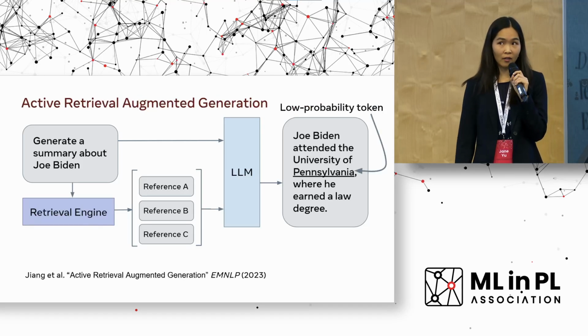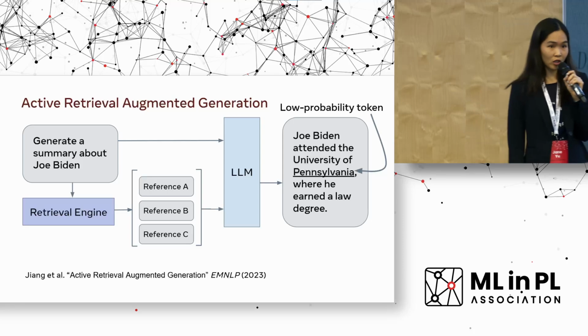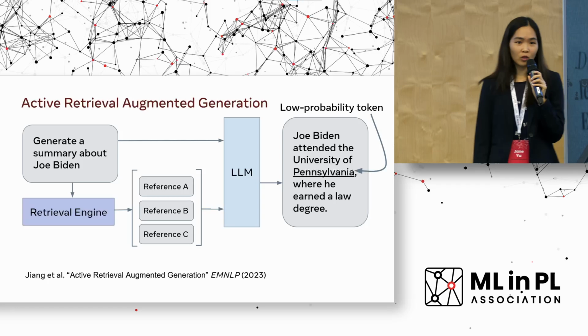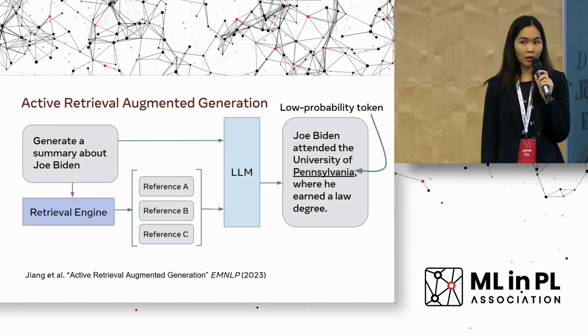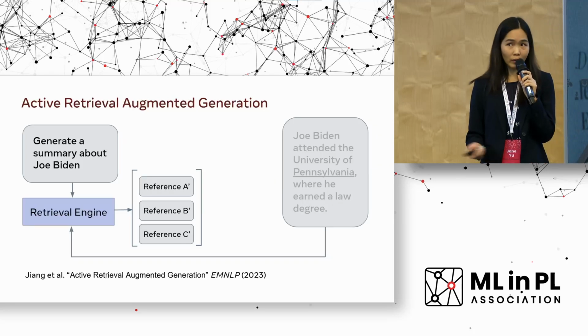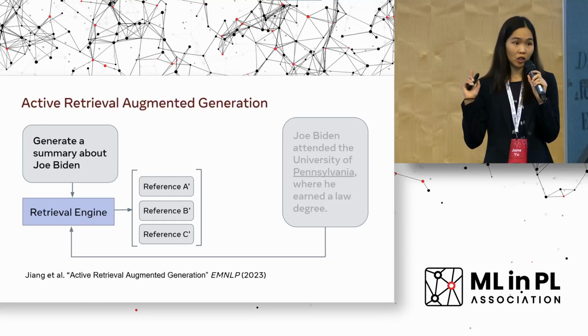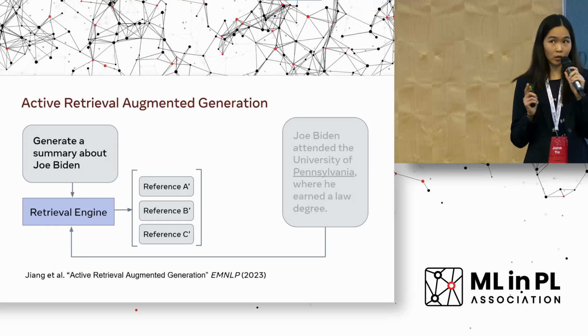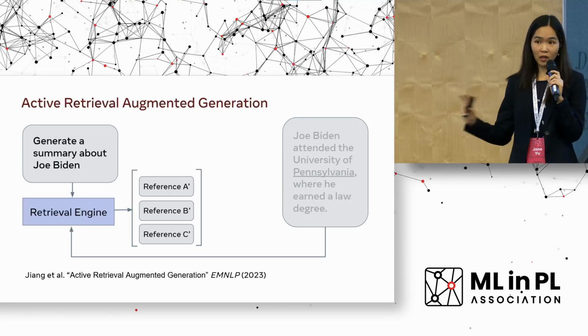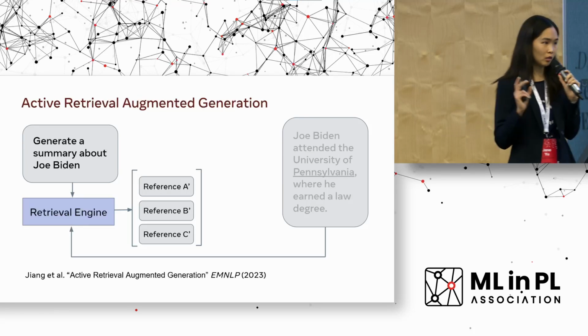And in fact, there are. The model is not very confident about generating Pennsylvania. It's not really sure that he went to Pennsylvania. So what we're going to do differently now is we're going to help the model out by doing a second retrieval. And when we do the second retrieval, we actually use the generated text that the model spit out. So we're going to use Joe Biden attended the University of Pennsylvania where he earned a law degree. But we're going to mask out the Pennsylvania part because that was a low confidence token.